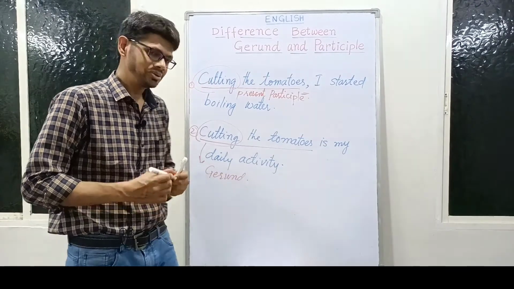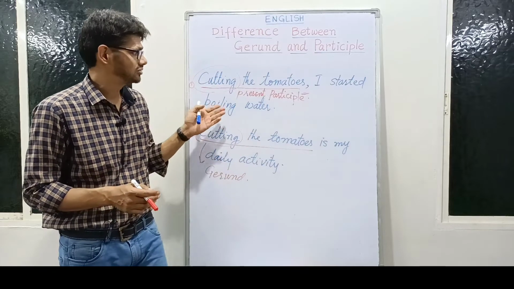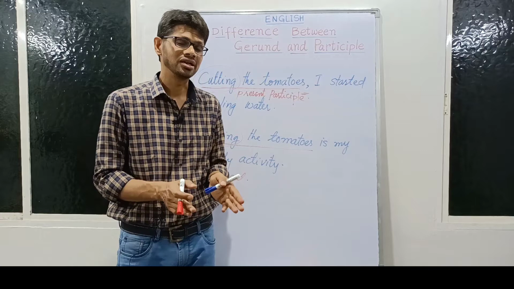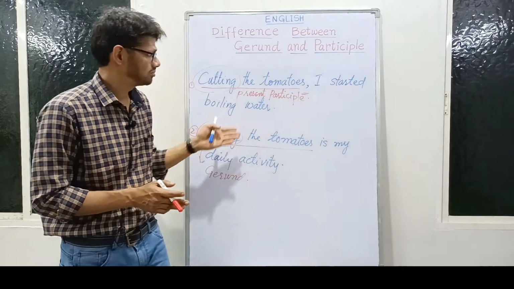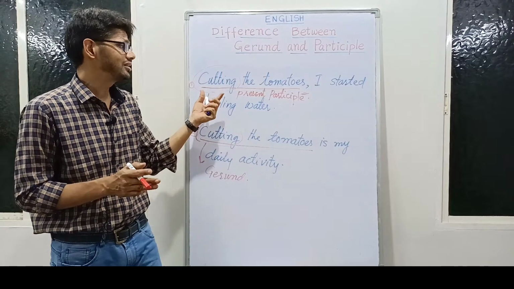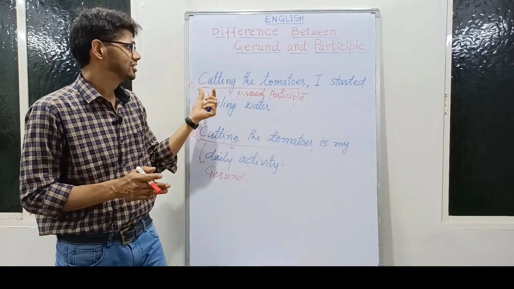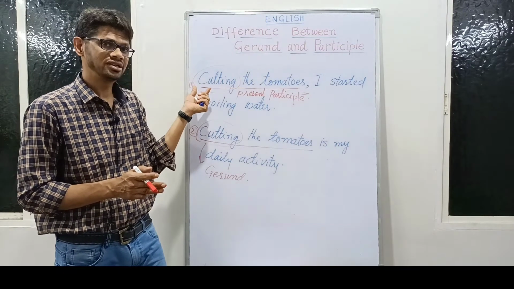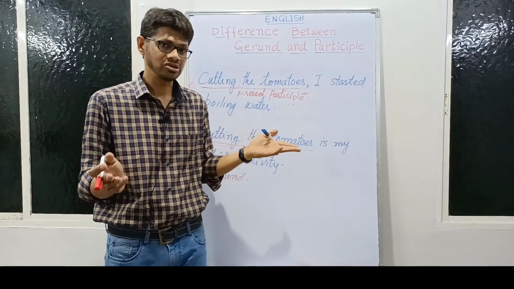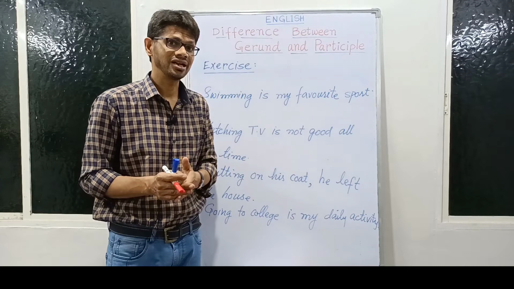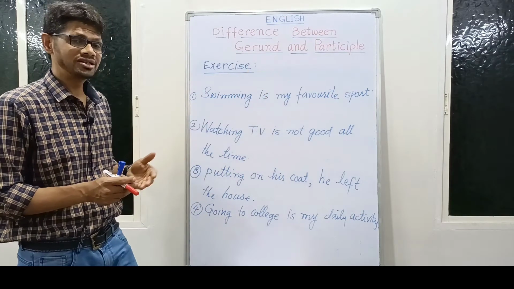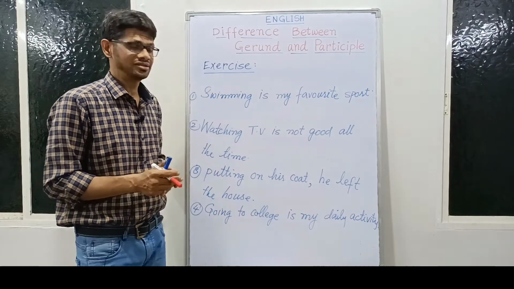So you can easily understand what the difference is between gerund and present participle. This is a basic video. With the help of examples we have learned present participle and gerund, and how we can easily understand them when they come at the beginning of a sentence. I have explained in the best possible way. In order to understand the difference between gerund and present participle, let us do an exercise here.